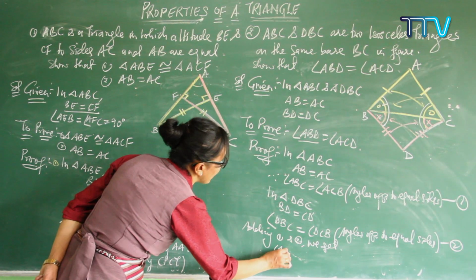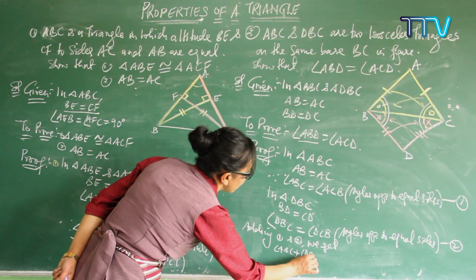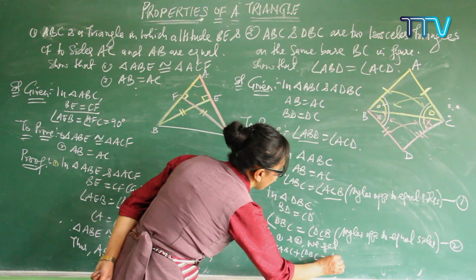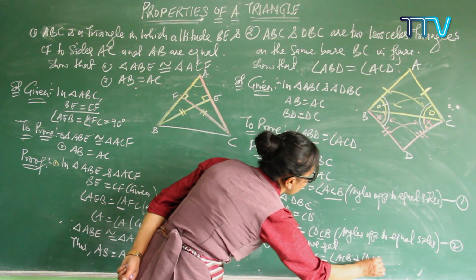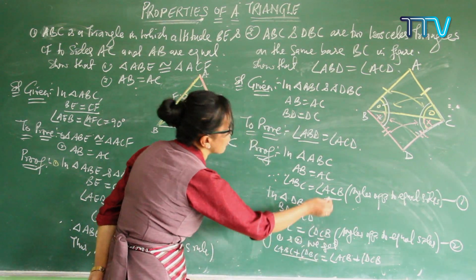So write it down, angle ABC plus angle DBC is equal to this one. This and this have to add up. Angle ACB plus angle DCB. Got it? So when you add these two up, ABC and DBC, what are you getting?